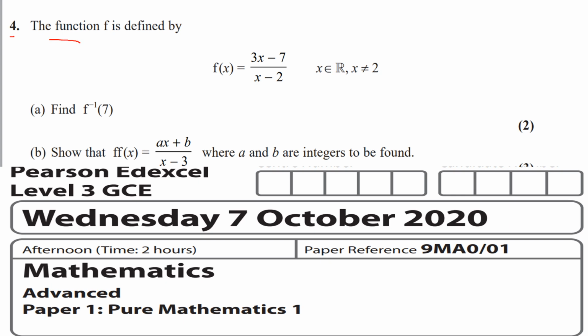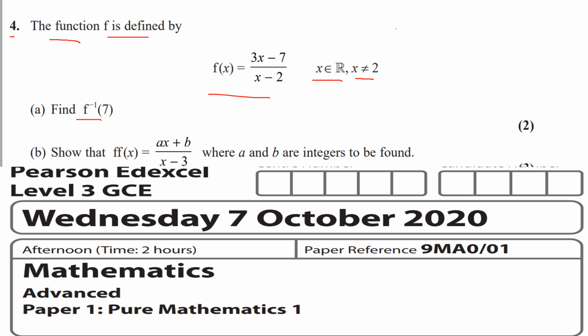The function f is defined by f of x equals 3x minus 7 over x minus 2, where x belongs to the set of real numbers and x cannot equal 2, because then the denominator equals 0, which we can't have. So x equals 2 is what I call an asymptote to the curve. Part A: find f inverse of 7, or the inverse at the point 7.